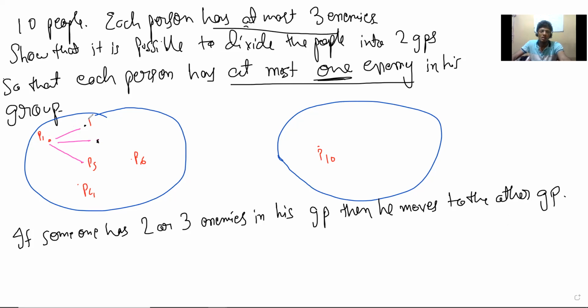Okay, so P2, P3, and P5. Then he just moves to the other group. So then we will move P1 to the other group. So this will give us P1 here. And so why will this work?